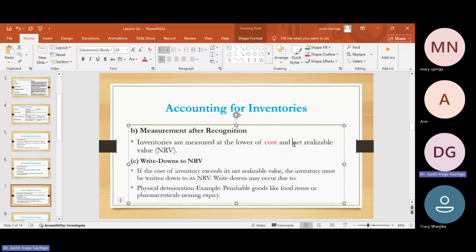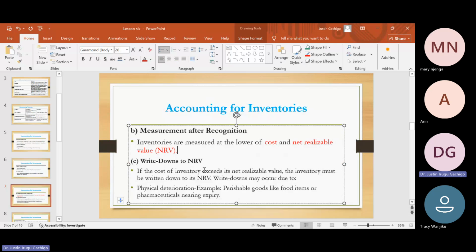Then we have net realizable value, NRV. This NRV, we have said, is the selling price minus the costs that are necessary to bring that asset into sale. Any cost that you use to ensure that you sell that particular product, that's what we call the net realizable value. So you measure these two and you take the lower of the two. We are going to look at a practical example, and this one will bring that concept home.